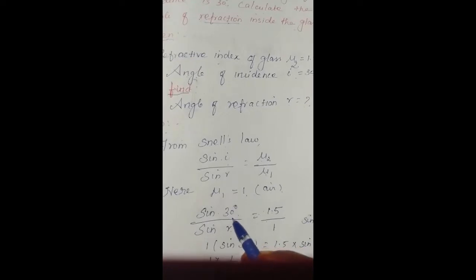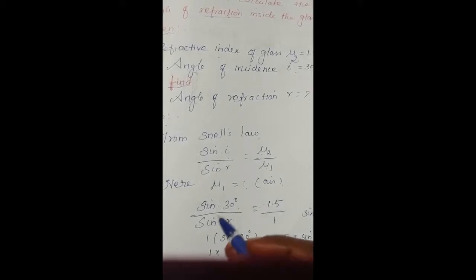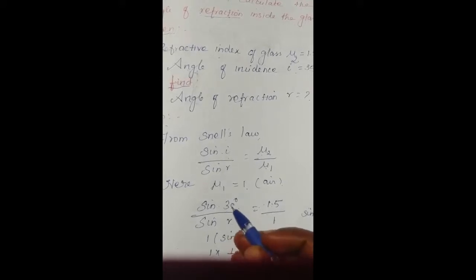Okay. So you all know the value of sin 30 degree. What's the value of sin 30 degree? Sin 30 degree is equal to 1 by 2. So you have to substitute the sin 30 degree value, 1 by 2. Okay, and sin r we are going to find. So we have to substitute here, just cross multiply.